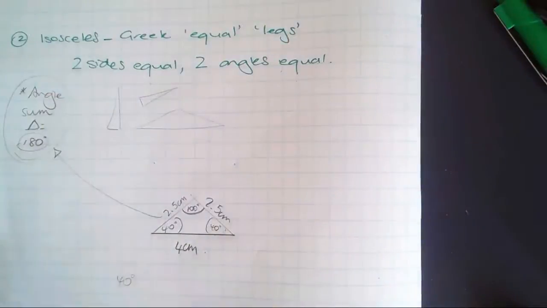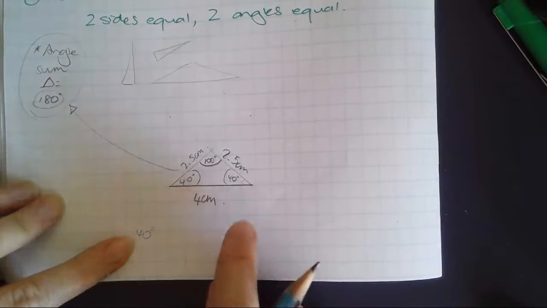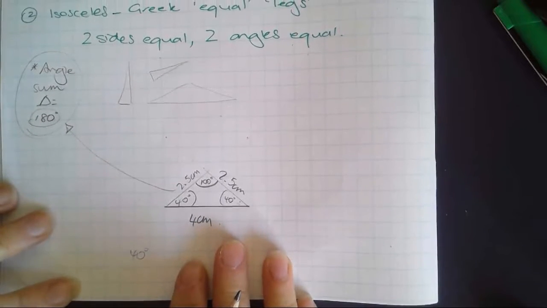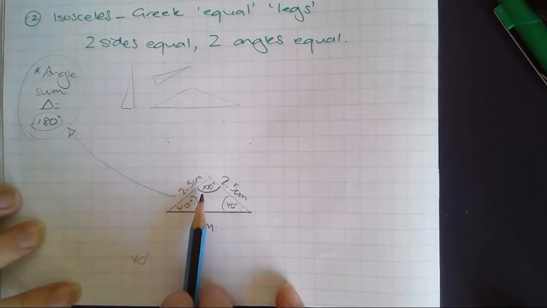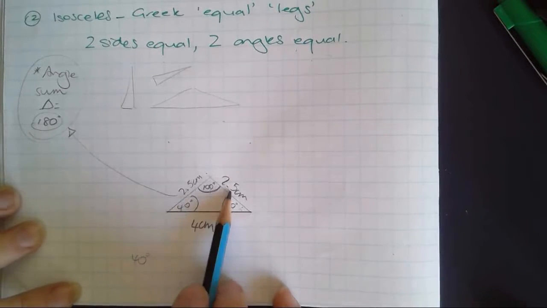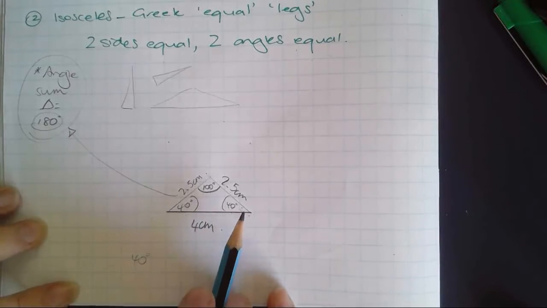Okay, so these numbers that I chose for today, the 40 degrees and the 4 centimeters, I've just chosen those today for examples only. So 2 angles equal and the third a different size, and 2 sides equal and the third a different size as well. All right, cool.